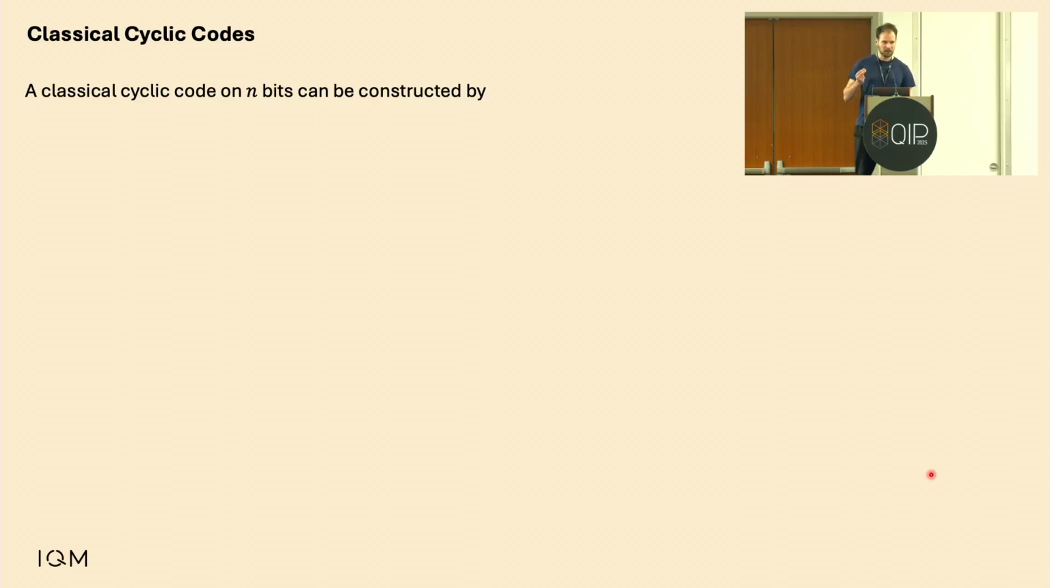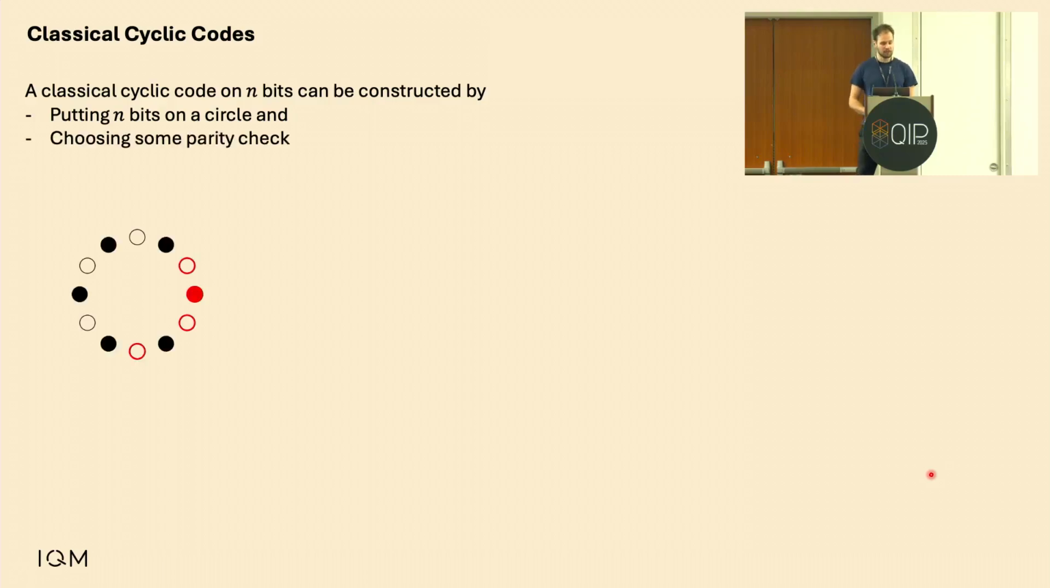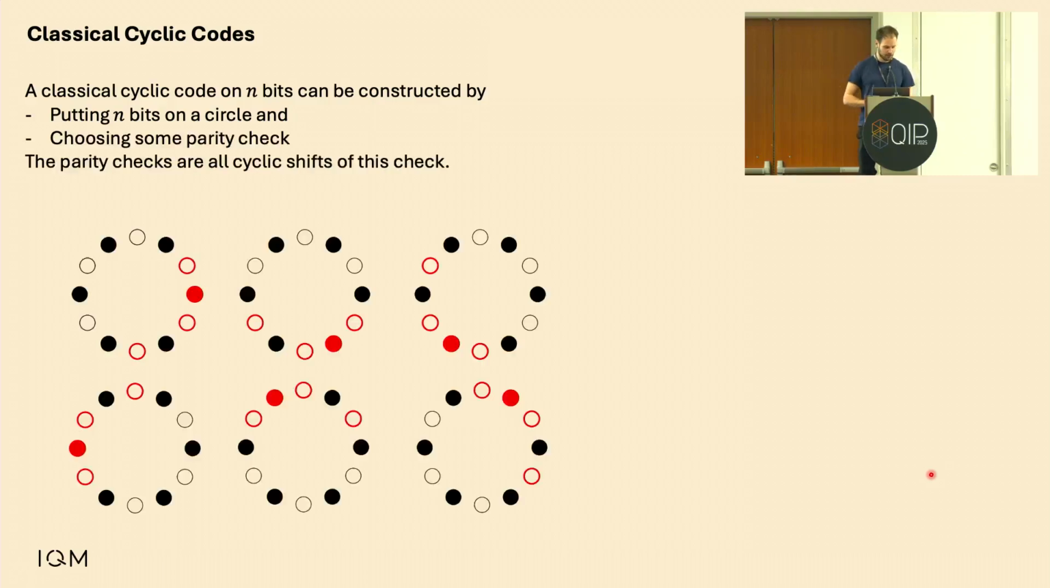So cyclic codes are extremely easy. To have a classical cyclic code on n bits, you need n bits. You put them on a circle. And then you need to specify some check. And then all of your checks will just be cyclic translations of this one check. So for this code, this would be the set of checks that you have. This would be a parity check matrix.